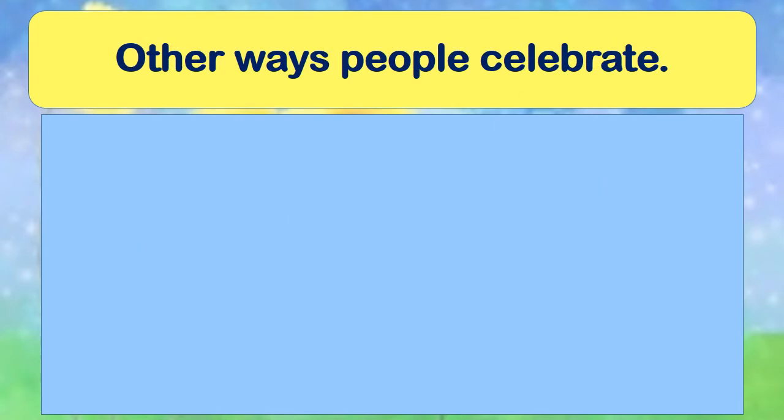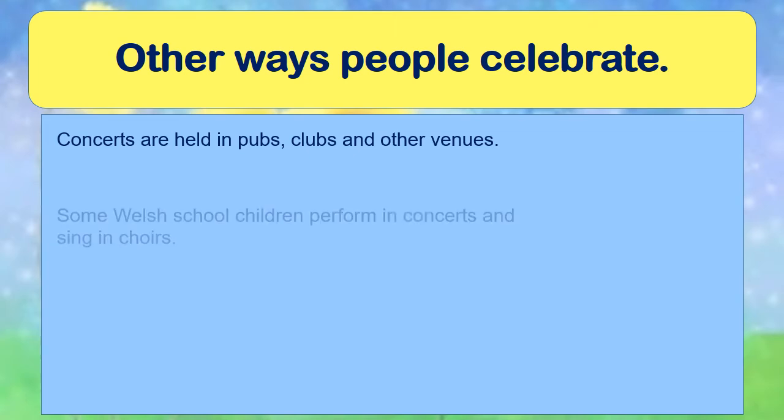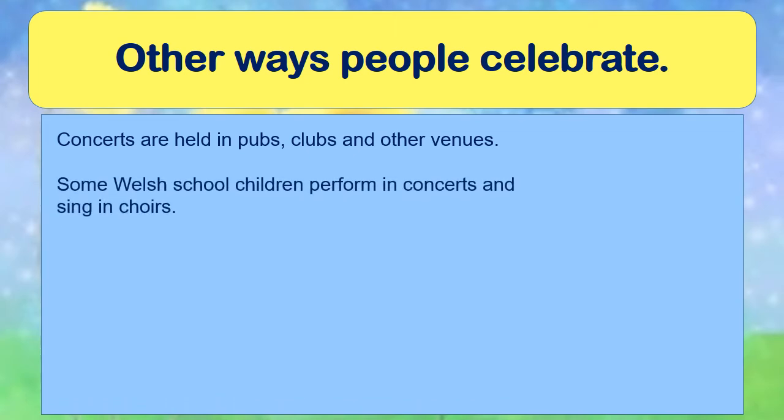Some people might not want to go to a parade. Obviously, as I've said, it will be a bit different for them this year, because we have to be staying at home, don't we, to keep us all safe. So other ways people might celebrate are concerts. Some children that are in school perform special concerts and sing.